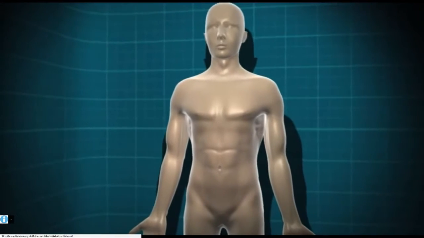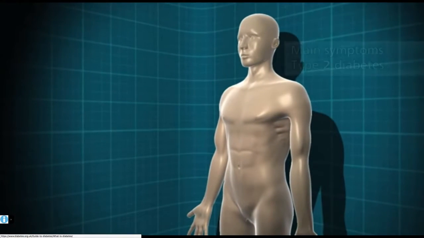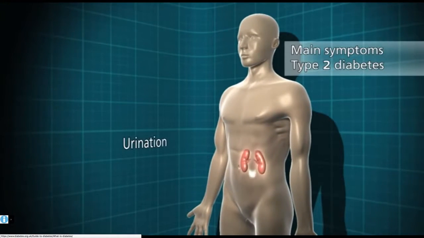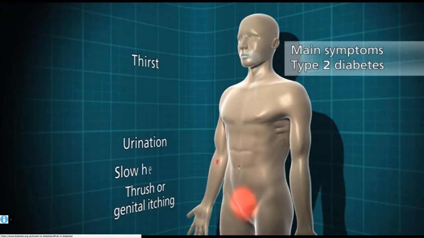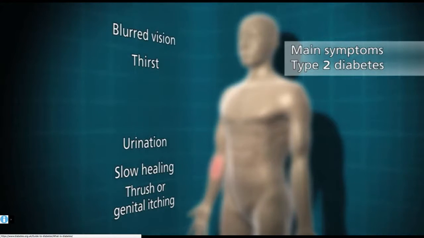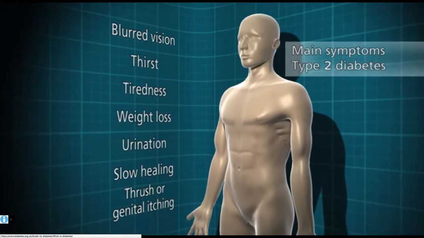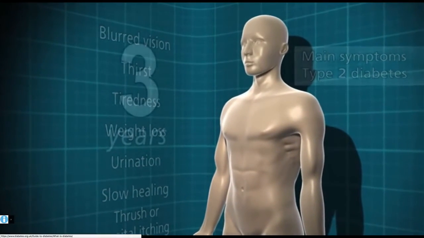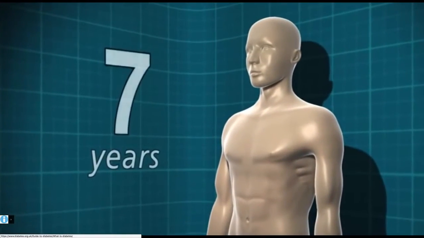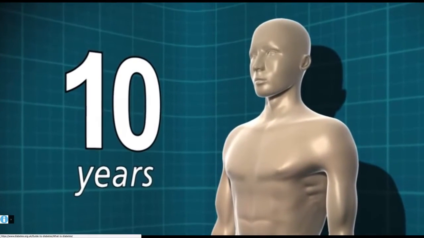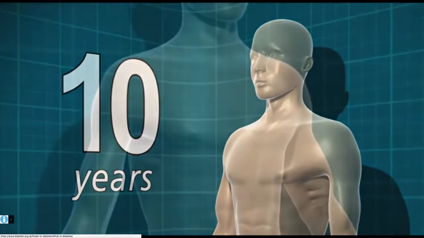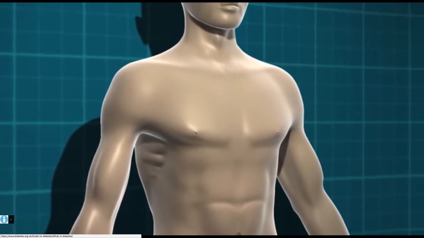As with type 1 diabetes, the symptoms of type 2 diabetes are going to the toilet a lot, thirst, thrush or genital itching, slow healing of wounds, blurred vision, tiredness, and weight loss in some people. The symptoms for type 2 diabetes come along very slowly, and some people don't have any symptoms at all. So for that reason, people can live with type 2 diabetes for up to 10 years before they realise that they have it. Type 2 diabetes can be treated in a number of different ways.